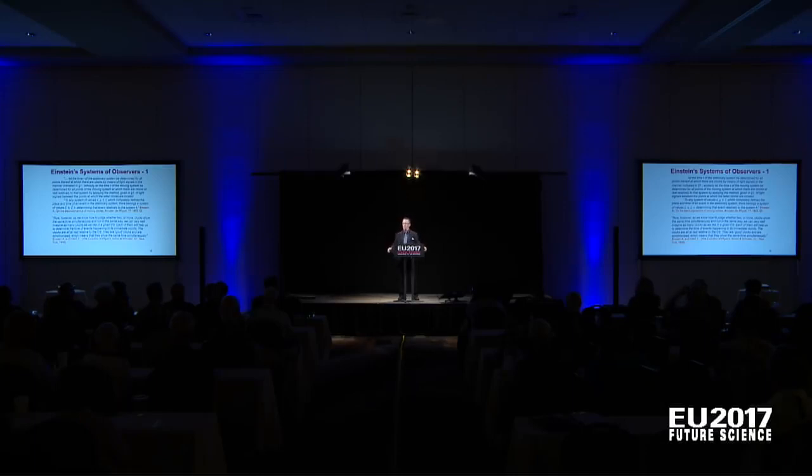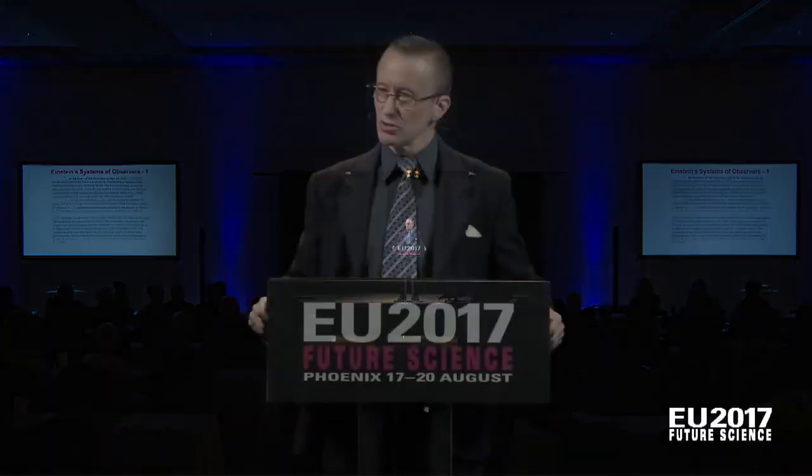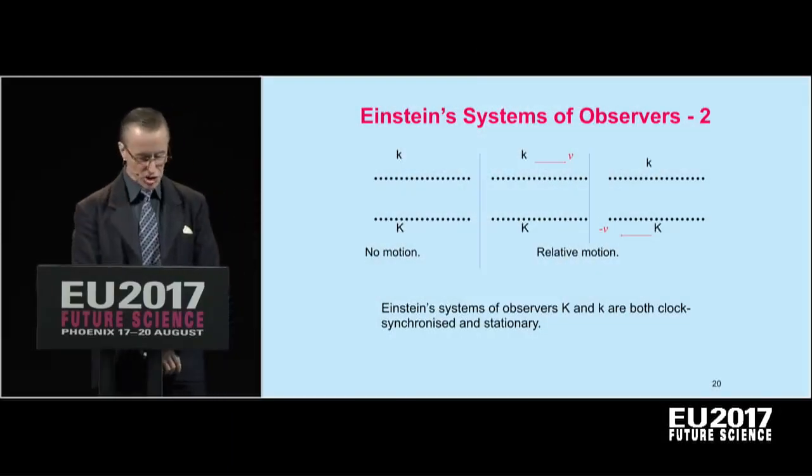But you've got two systems. So there's another set of people in another room, the same size as this. They call their clock readings tau. You call your clock readings t. They call their positions xi, eta, and zeta, and you call them x, y, and z. That's all. So now we have Einstein's systems of observers.